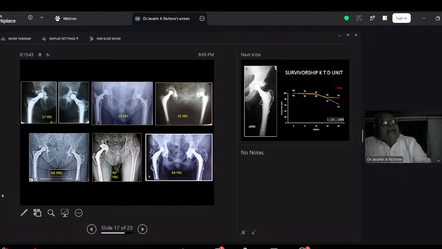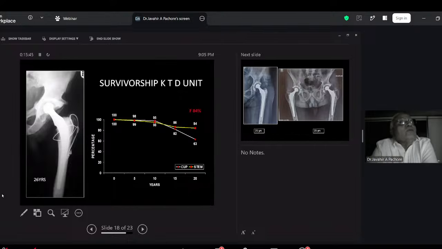And we did a study at Bombay Hospital. These are patients from Dr. Dholakia's unit, 104 patients. We looked at it almost 20 years back. I do not know what has happened after that. And look at that graph of survivorship: 84% of the stems survived at 20 to 25 years.